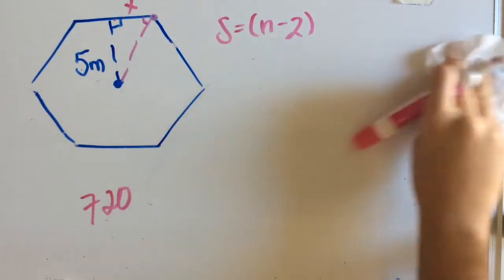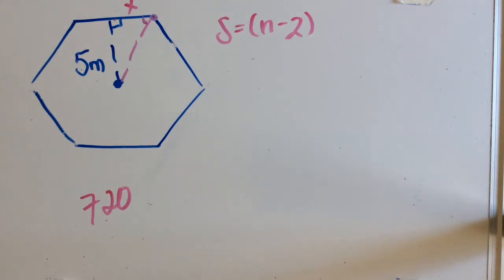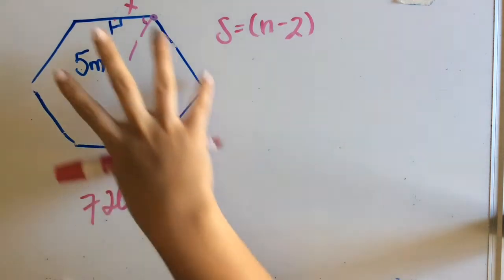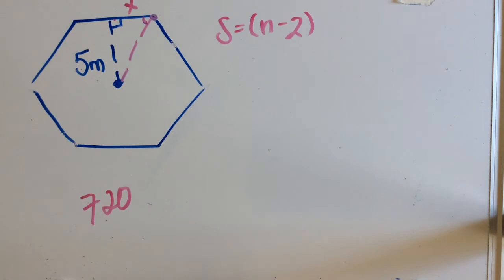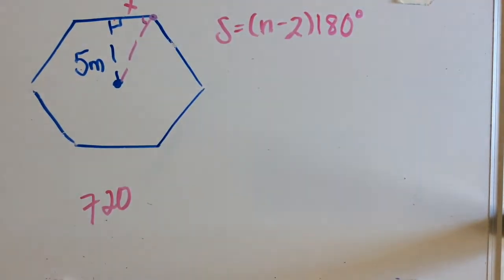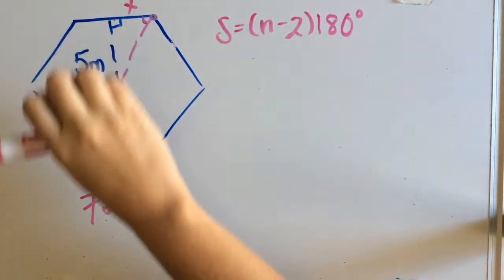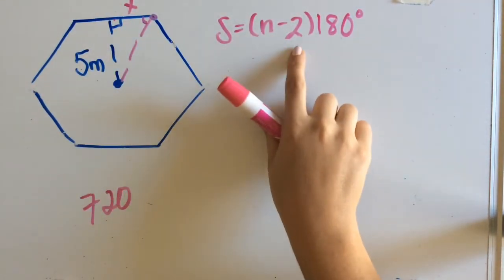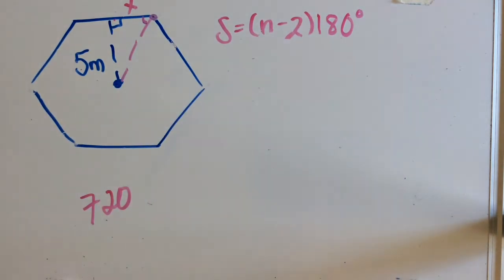So the formula is written a little weird on the actual worksheet. It says n minus 2 divided by 180 is equal to the sum of this whole polygon. I think that might be a typo, because if you guys remember correctly, the formula to find the sum of a regular polygon is n minus 2 times 180. So there might have just been a typo there.